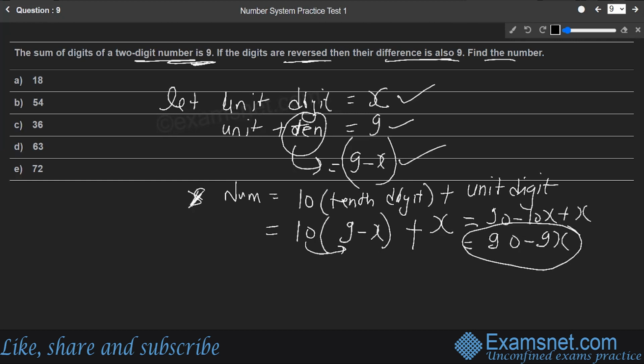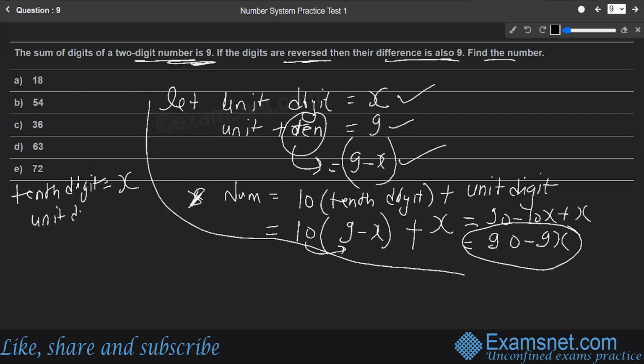Now, in the next case he says if the digits are reversed, so let us do the reversal. If the digits are reversed, the tens digit is going to be x now, and the unit digit, as they say, is going to be 9 minus x. So the digits are reversed.